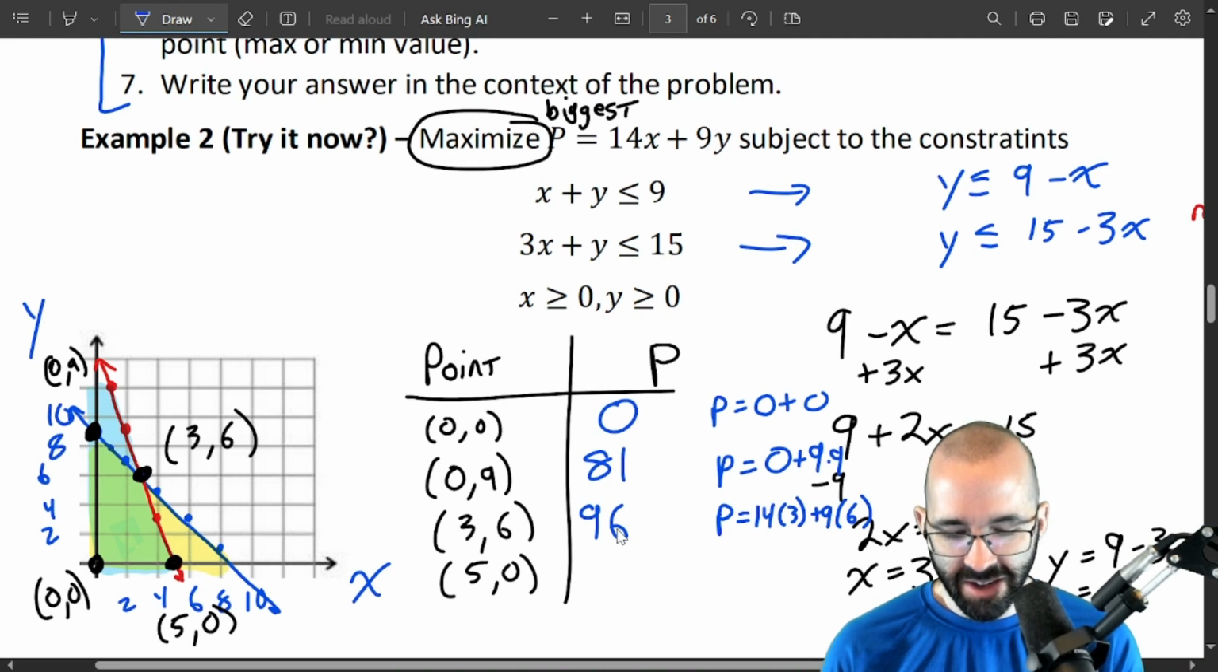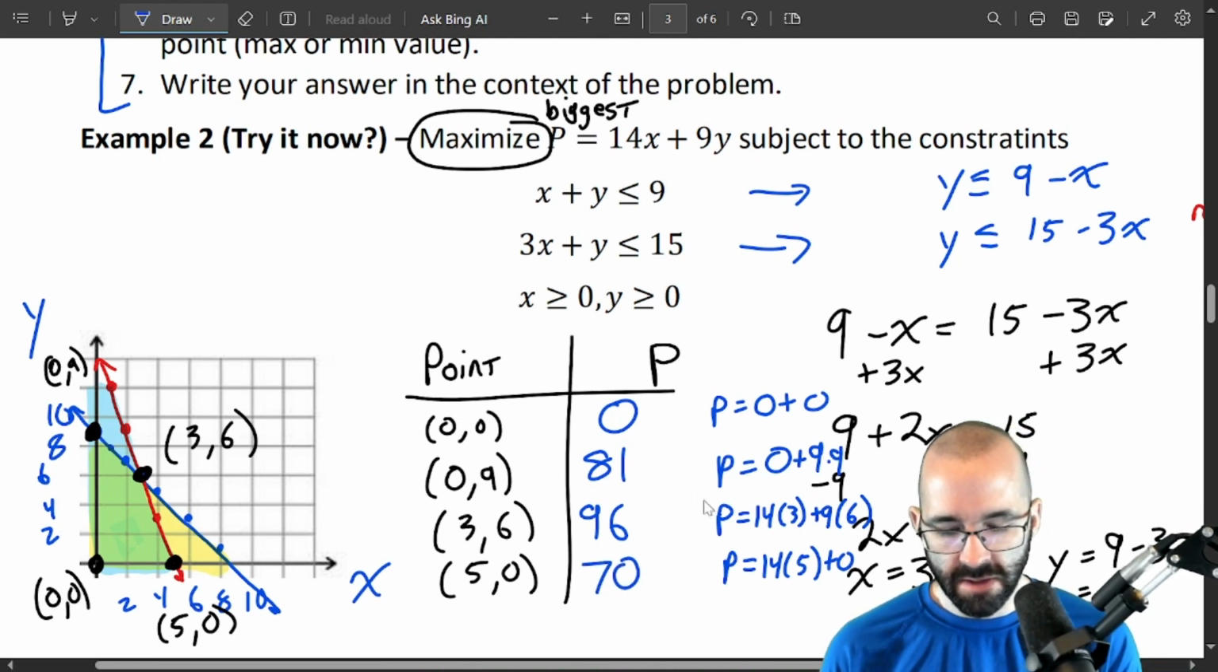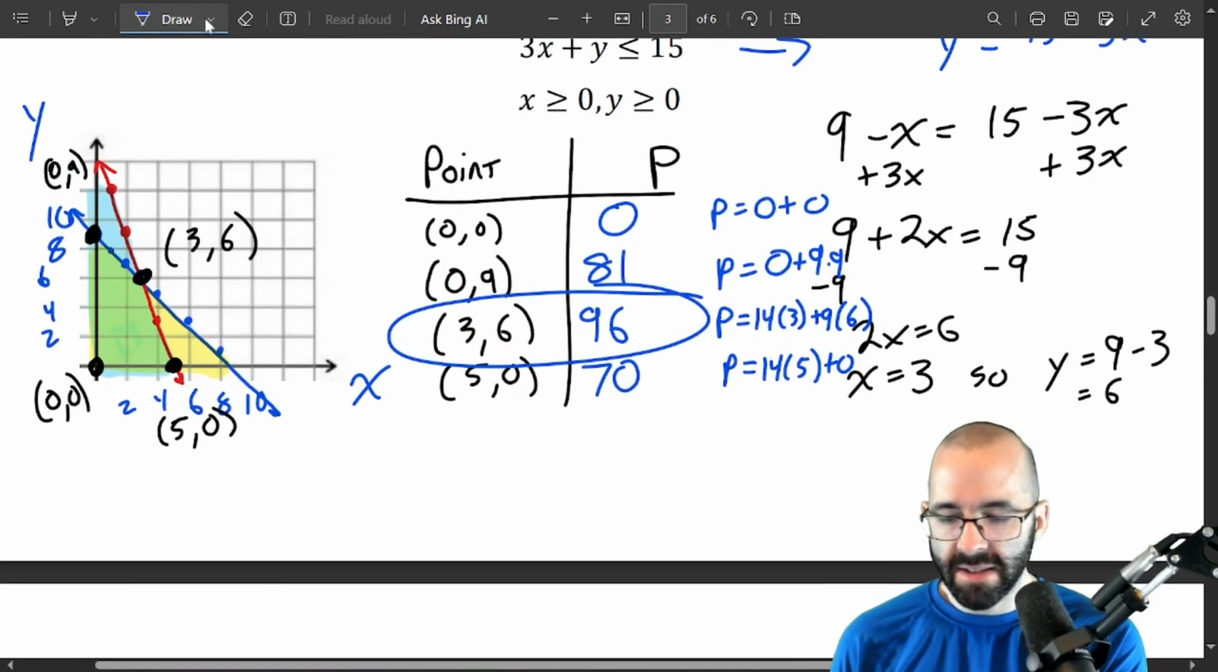54. Maybe it's 96. And the last one, P is going to be 14 times 5 plus 0. That's going to be 70. Which one's the biggest? The maximum is when x is equal to 3.